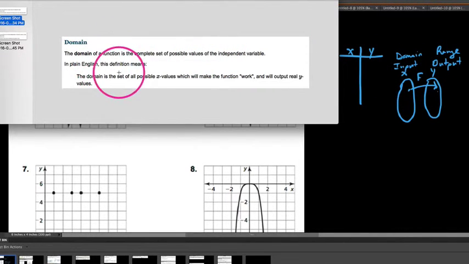So in plain English, this definition means this. The domain is the set of all possible x values which will make the function work and will output real y values. So what we're looking for is what are all the x values that cause our function to work.